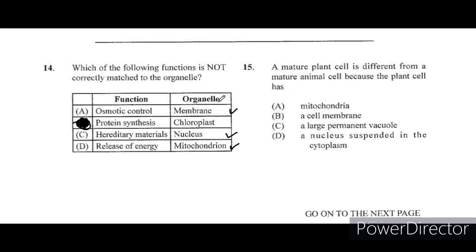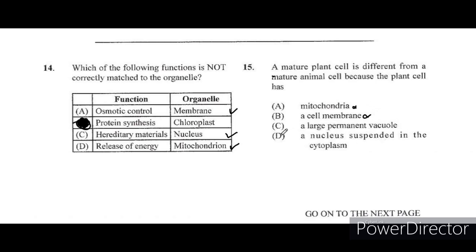Chloroplasts are responsible for trapping sunlight for photosynthesis, not protein synthesis. I see what they did there. Number 15 says a mature plant cell is different from a mature animal cell because the plant cell has mitochondria. Both have mitochondria, so that's not the answer. A cell membrane. Both have a cell membrane. The difference is the plant cell has a cell wall, which the animal cell doesn't.